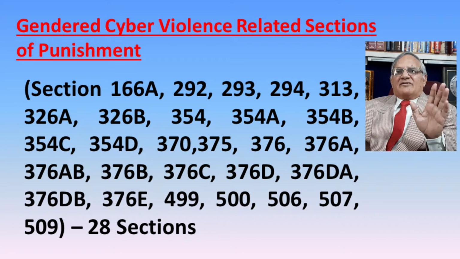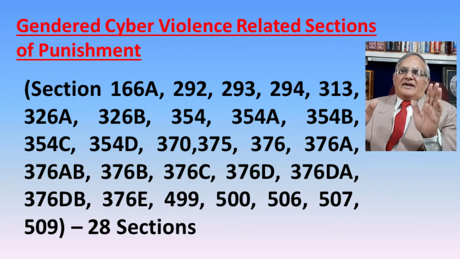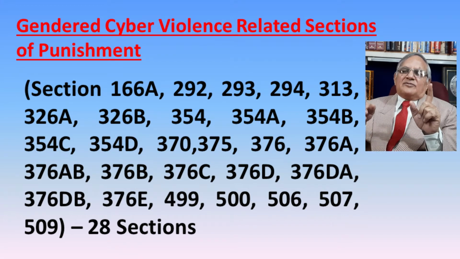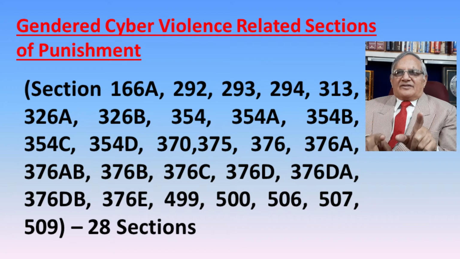We start with 166A. What does that say? Section 166A, public servant disobeying direction under law. What is the direction given to the police? He will register the FIR for a cognizable offense which is reported to him at the police station. That is the duty of the police officer.